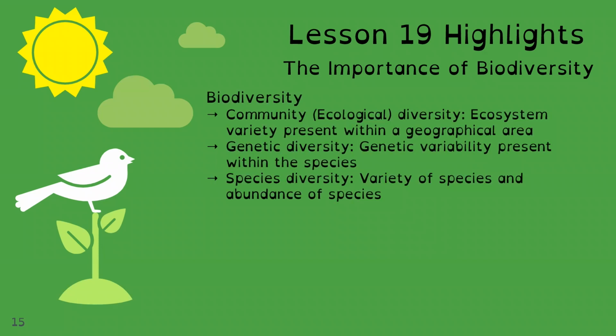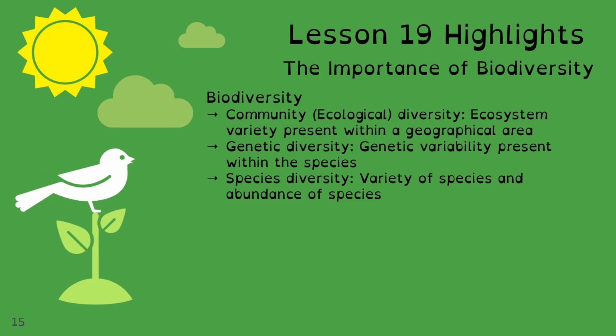So biodiversity, we talked about, there are 3 different types. So we talked about community or ecological diversity, and this is when the ecosystems vary within a geographical area. So the fact that we do not have all the same types of plants and animals and climates everywhere in the world is the community diversity element. The fact that we have variety means that we thrive more because we aren't all the exact same thing. We need diversity in order to thrive and survive.